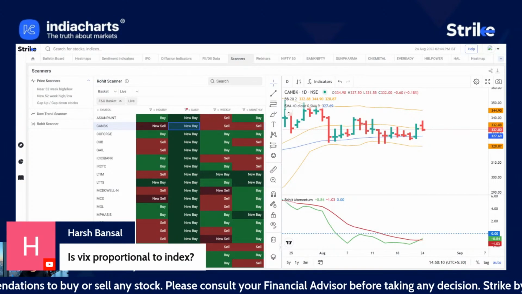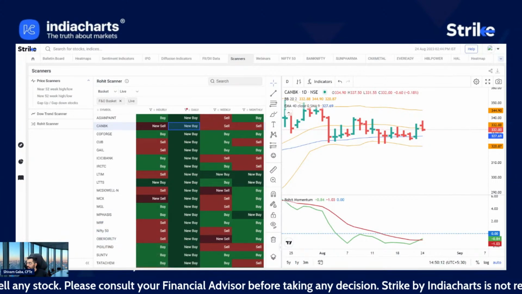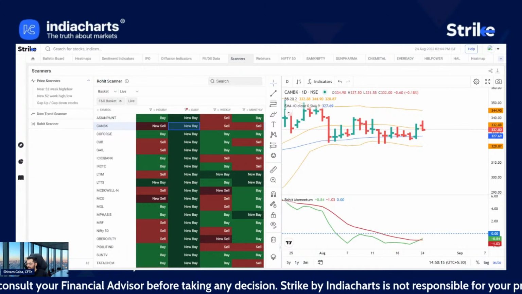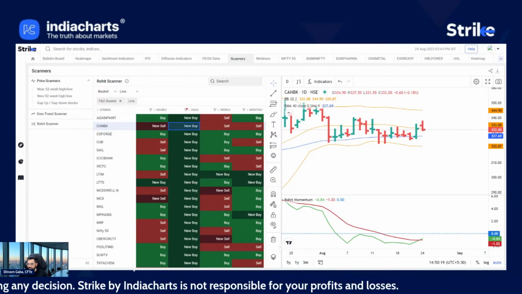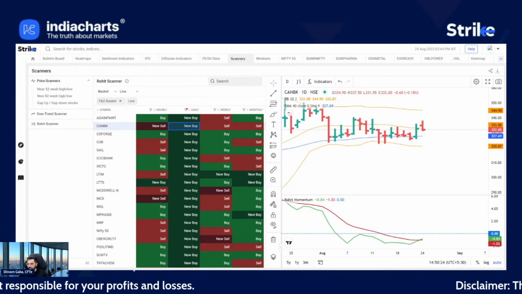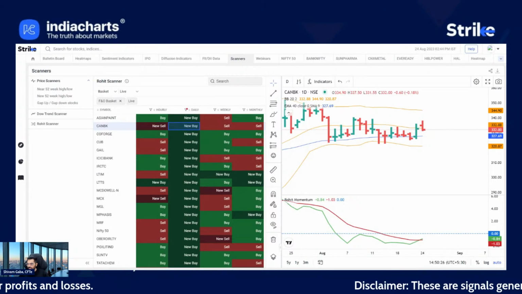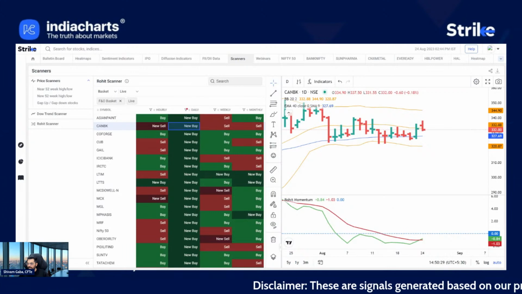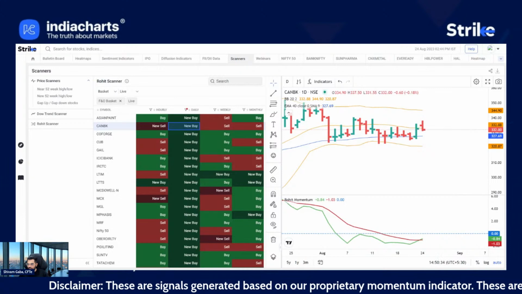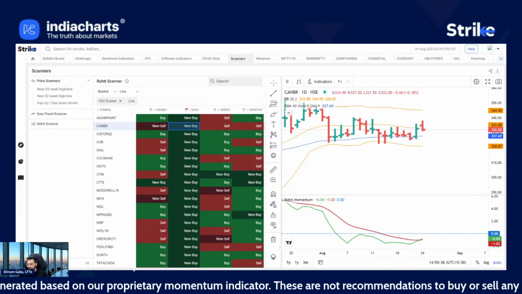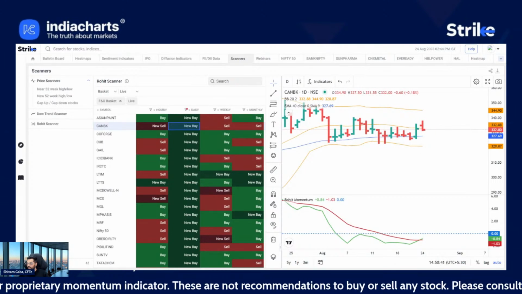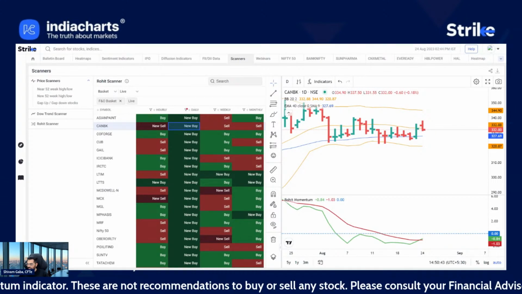Is VIX proportional to index? Inversely, yeah, broadly yes. It is calculated on the IV of the index options. So if the index is moving rapidly, then the volatility is increasing and the VIX rises. But there are very few instances of VIX rising if the market is going up too fast. Mostly it is when the market is falling, because we know that falling markets are way faster than rising markets. So yeah, broadly it is inversely proportional.